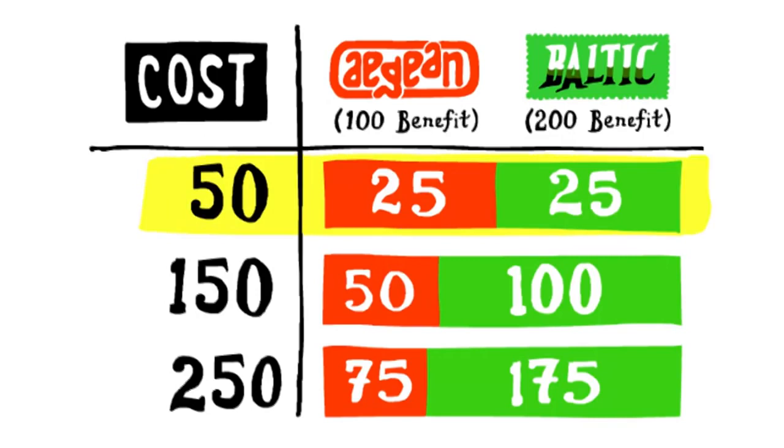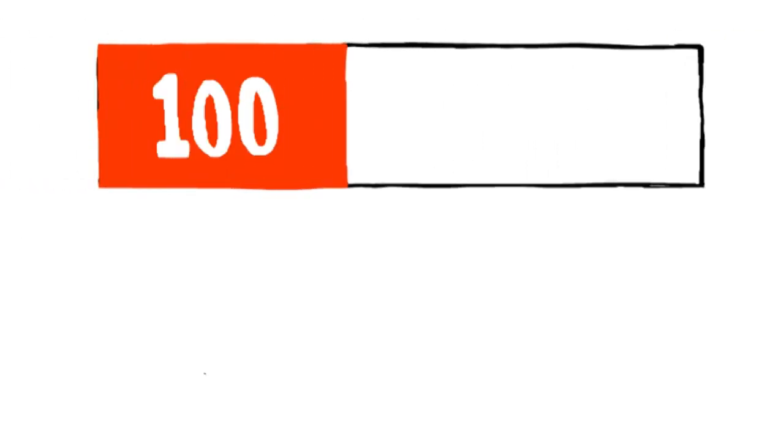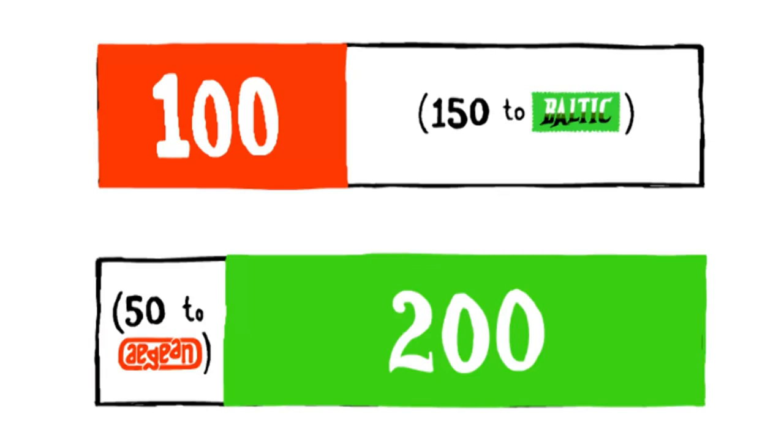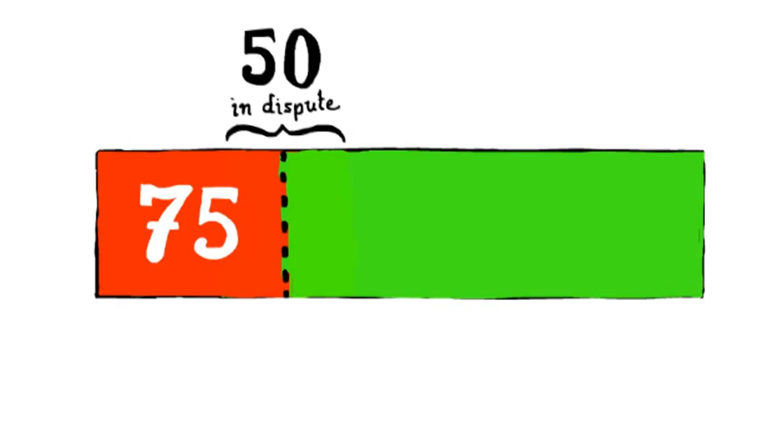Let's look at the first row. With collective benefits of 300 and a cost of 50, the cloth to be divided up between the two parties is 250. Neither side can ask for more than its total benefit from the project. Thus, Aegean can claim 100, and in so doing it concedes 150 to Baltic. Baltic can claim 200, conceding 50 to Aegean. There's 50 in dispute, which gets divided up evenly between Aegean and Baltic, leaving Aegean with a total benefit of 75, and Baltic with 175.